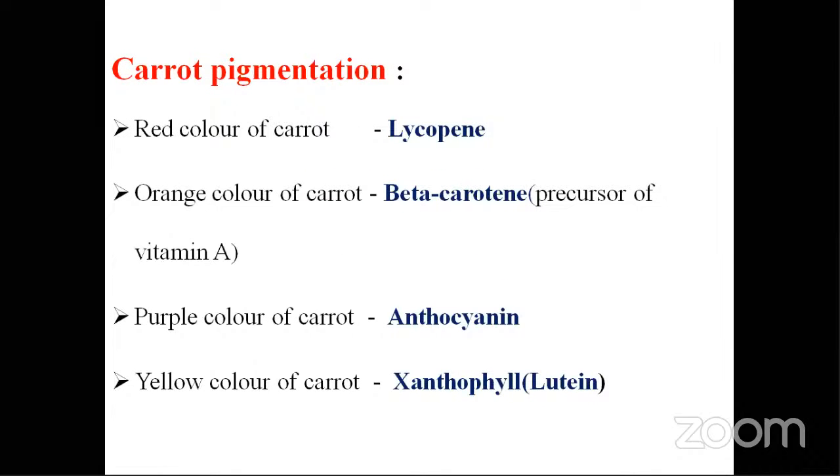Red carrots are rich in lycopene, orange carrots in beta carotene, which is a precursor of vitamin A, purple in anthocyanin, and yellow in xanthophylls or lutein. It is very important that you don't get confused between purple and red. Red is for lycopene and purple for anthocyanins, yellow for xanthophylls, and orange for beta carotene. And there are also white carrots.